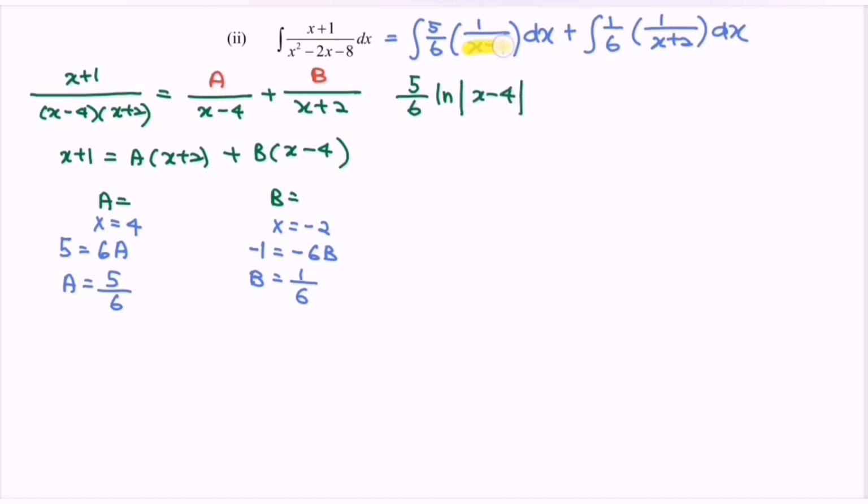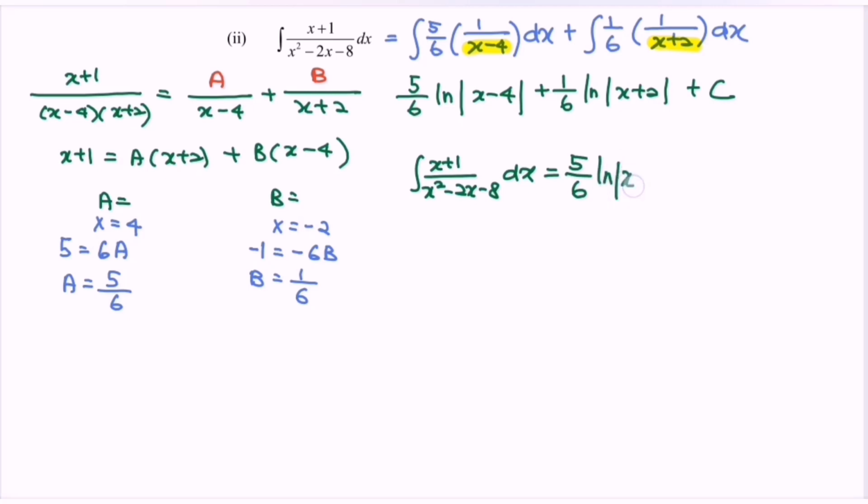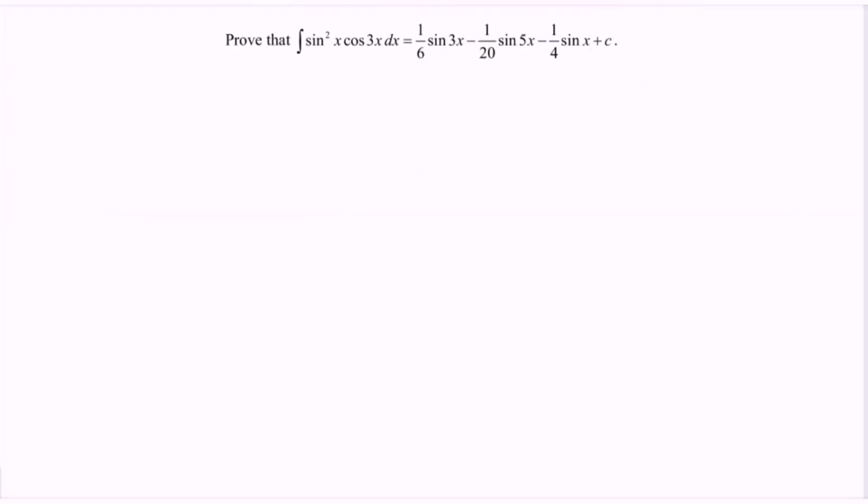Do you remember? Differentiate the internal function, where we have 1. Continue. Plus 1 over 6 ln x plus 2 plus the c. Do you remember? Differentiate the internal function. It is also the same, which is equal to 1. So rewrite the situation. Integrate x plus 1 over x squared minus 2x minus 8 with respect to x will be equal to 5 over 6 ln x minus 4 plus 1 over 6 ln x plus 2 plus the c.